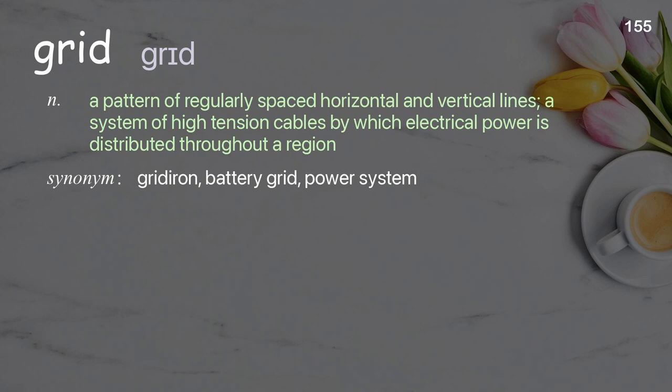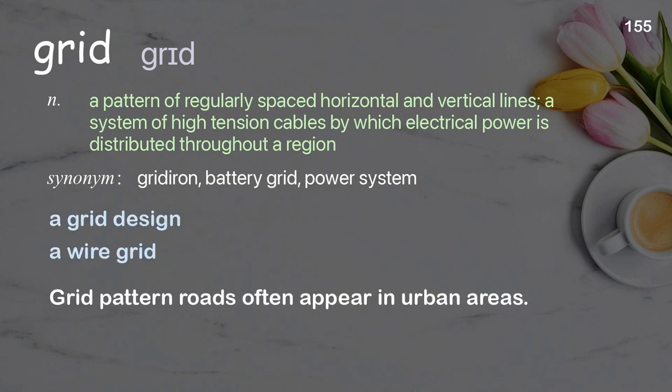Grid: a pattern of regularly spaced horizontal and vertical lines, a system of high-tension cables by which electrical power is distributed throughout a region. Examples: a grid design, a wire grid. Grid pattern roads often appear in urban areas.